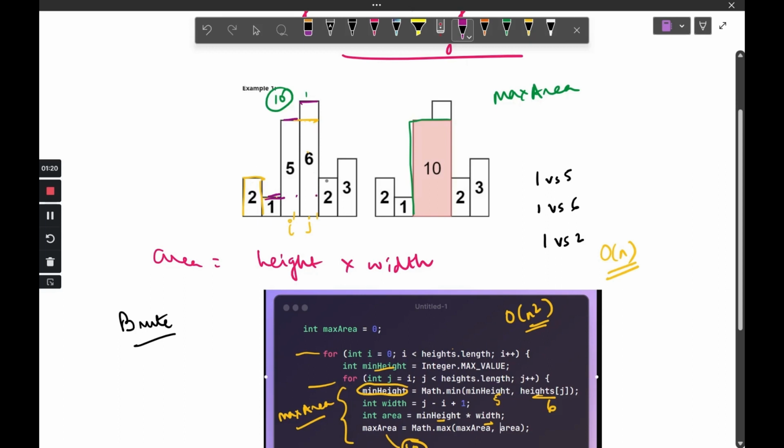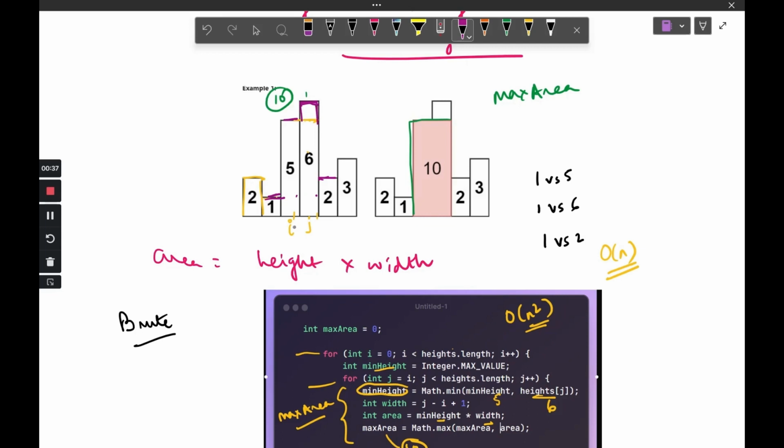But the moment it falls down, now forget about 1, 5, 6 and just think about 6 and 2, these two bars. It's suddenly dropping. The height is suddenly dropping. Now when it is suddenly dropping, your bar of 6 cannot extend to the right. So your area is now confined to this only.